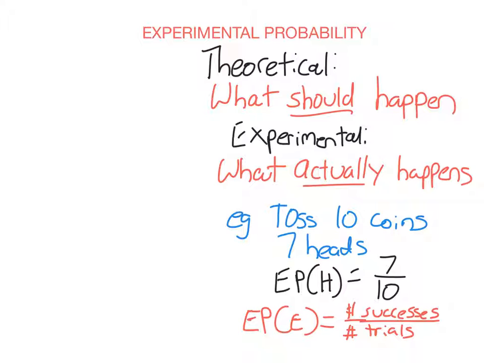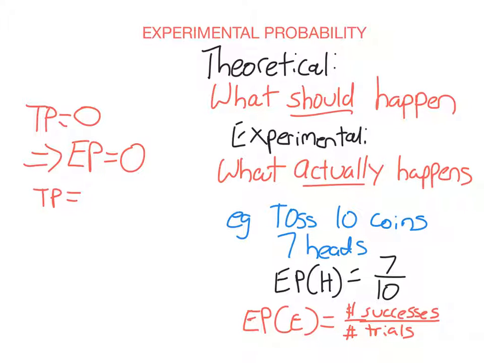Sometimes they are. So, if the theoretical probability, which I'll call TP, of something is 0, for example, that means it can't happen. So that means the experimental probability will also be 0. Similarly, if the theoretical probability of an event is 1, that means it's certain to happen. That means the experimental probability will always be 1. Because if it is certain to happen, then it will happen all the time. Otherwise, the theoretical probability would not be 1.